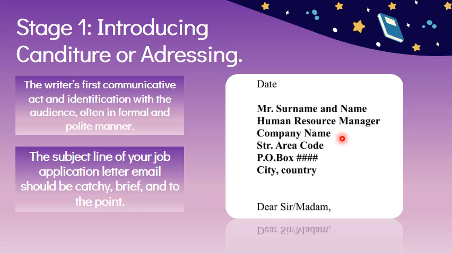The company, we don't know. The area code, we don't know either. And the box is the specific code for this place, okay? And the city. The city and the country are necessary. They need to put the location. And you can start with this formal expression. For example, dear sir or madam. Before saying sir, you can include your subject line.